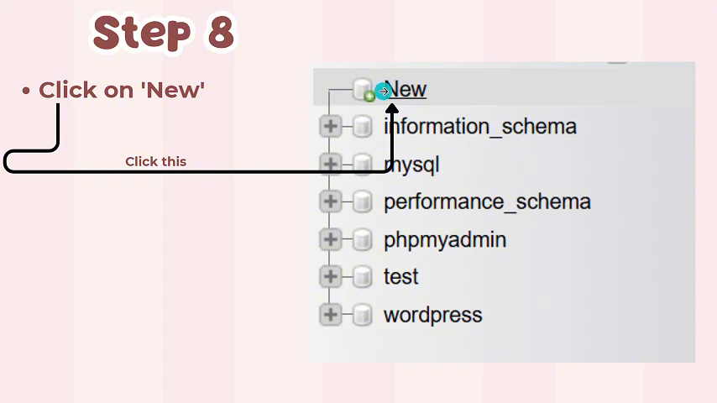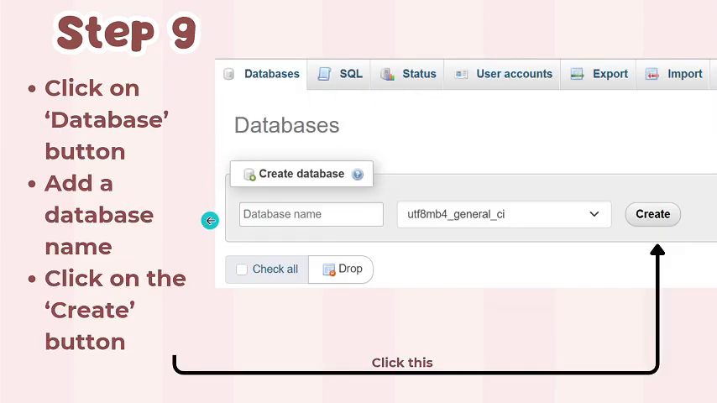After that, you click on the new option. You see this here once you've clicked on that admin button. Then this database page will already be open for you. Then you add your database name. You can add any name for your database. After that, you click on this create button.